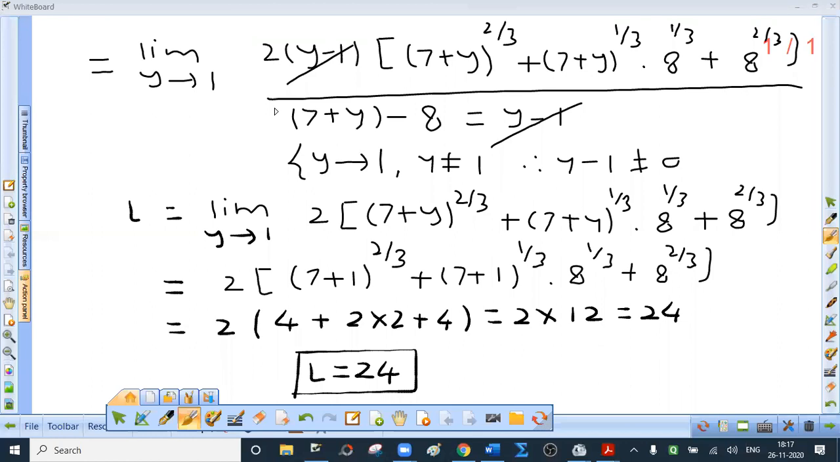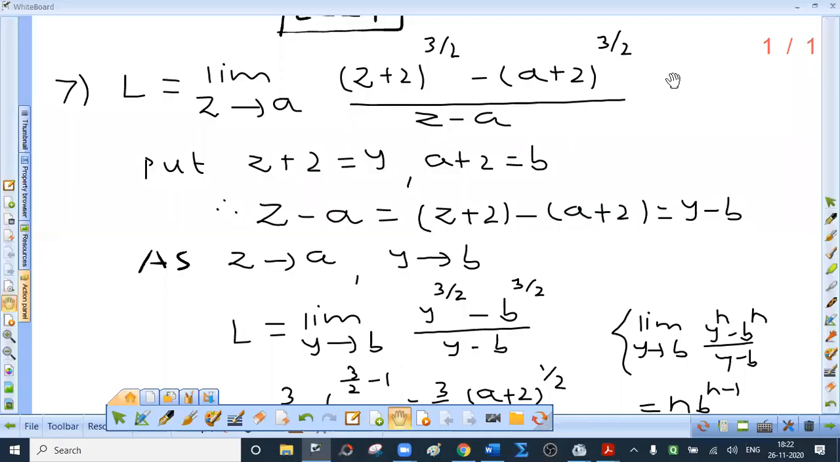Right. So if you substitute, what is denominator then? 7 plus y minus 8, that is y minus 1, which gets cancelled with this. Now take the limit, means replace every y by 1. Now 8 raised to 2 by 3. What is 8? 2 cube. 2 cube raised to 2 by 3 is 2 square, that is 4. 8 raised to 1 by 3, 2. So 2 into 2 plus 8 raised to 2 by 3, same, 4. So 24 is the final answer.